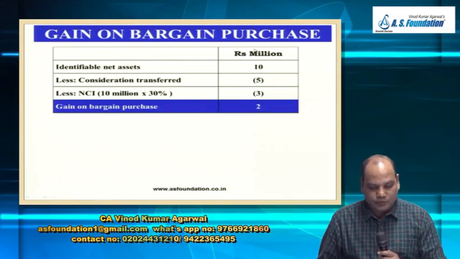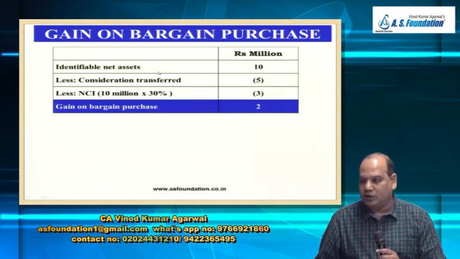So you have to also find out gain on bargain purchase, right hand side, rupees in million. Point number A, identifiable net assets, 10, given. Point B, less consideration transferred 5.